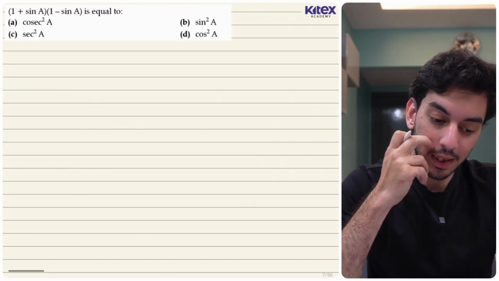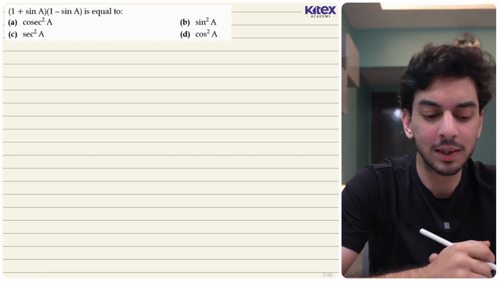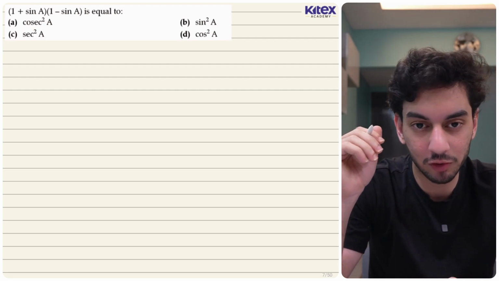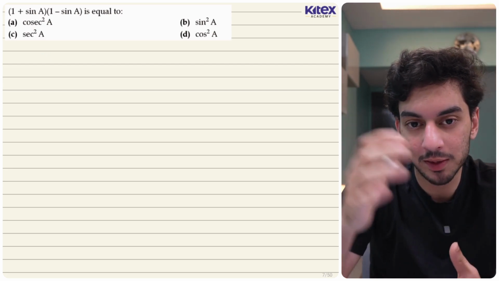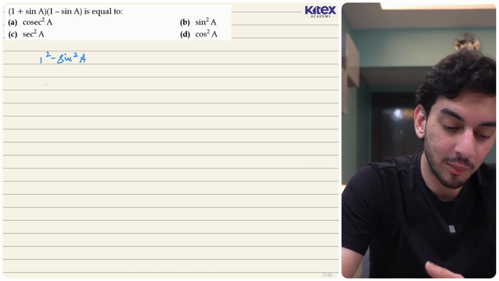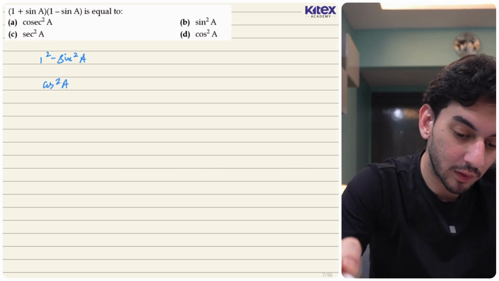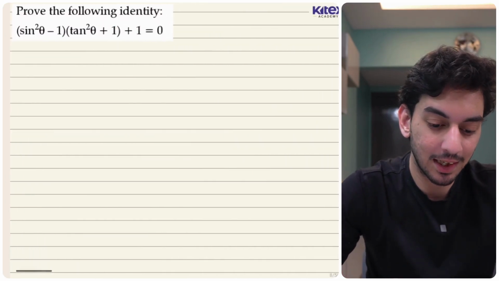It says (1 plus sine A) times (1 minus sine A) is equal to what? Okay, we know that this is factorizable. It is a difference of squares. So I can write it as (a plus b) into (a minus b) is a square minus b square. So it would be 1 square minus sine square A, which is 1 minus sine square A, which is cos square A. So if it is cos square A, then option D is the correct option. Very easy, 10 seconds. Next question.